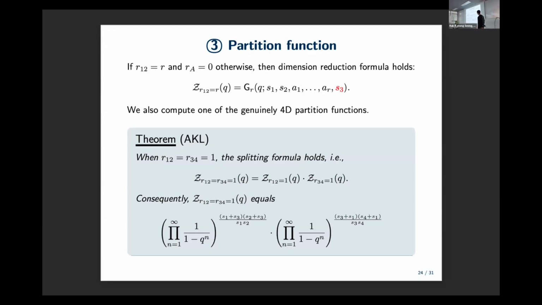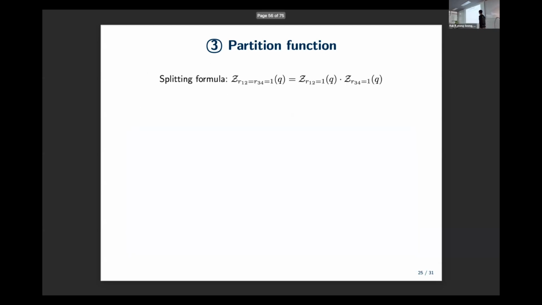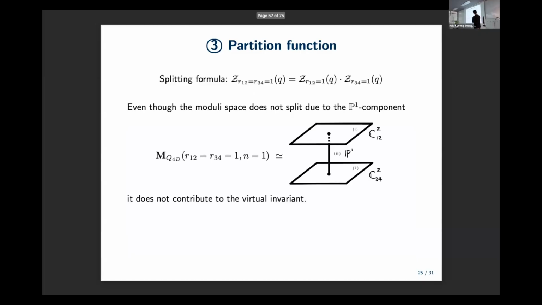But for general n, we proved that there is a splitting formula, meaning that the partition function for this rank splits into these rank 1 partition functions of classical instantons. And these rank 1 cases, they admit an explicit formula. So this partition function is equal to this. But let me explain why this splitting formula is a little bit interesting and surprising.